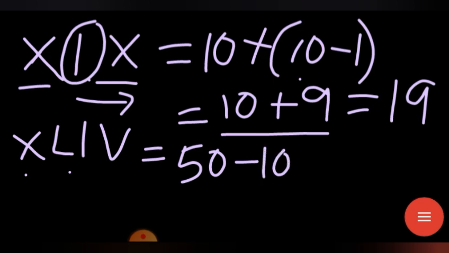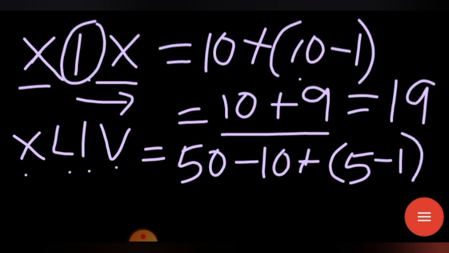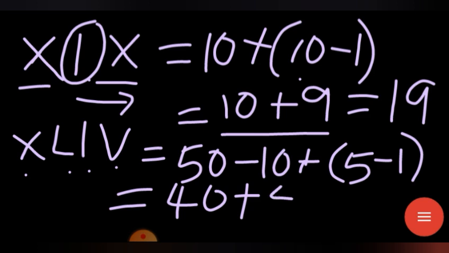Okay, that is done. 50 minus 10, because 50 is greater than 10. Now look at IV. Okay, IV, the 1 is less than this V. I means 1, and V means the greater number 5. So then only what will we do, in that case also 5 minus 1. Okay, then 50 minus 10, look, what is 50 minus 10 here? 50 minus 10 is 40, plus 5 minus 1. What is the answer? 4. So 40 plus 4 is 44.